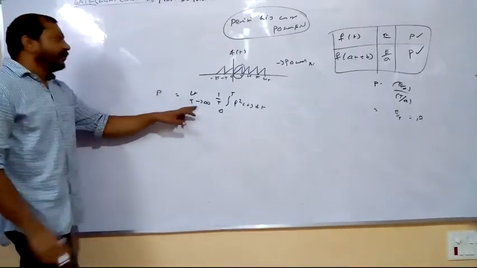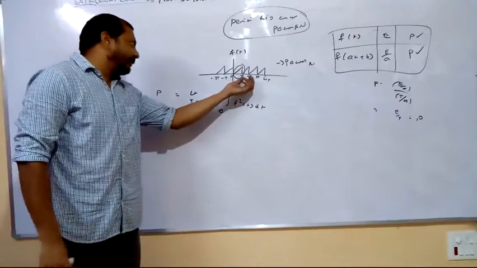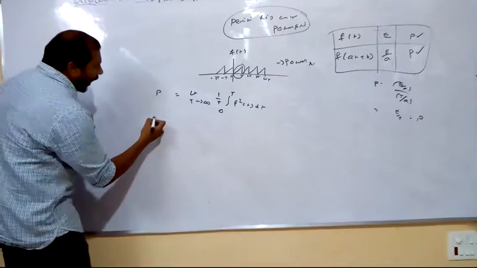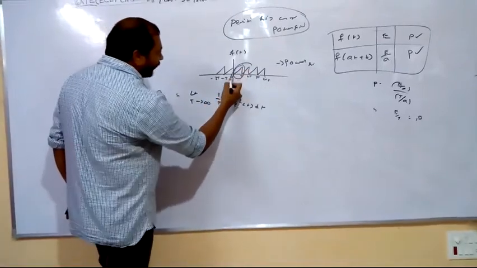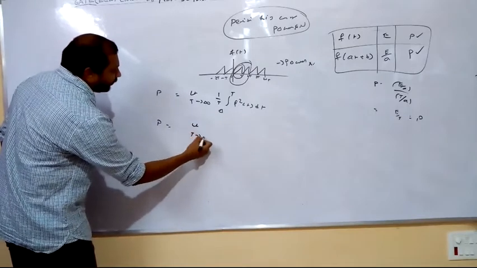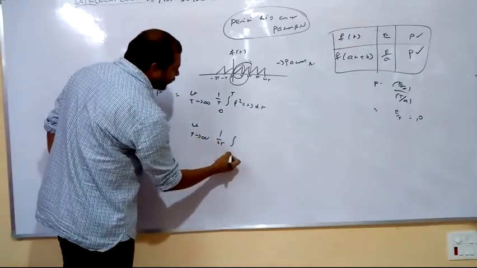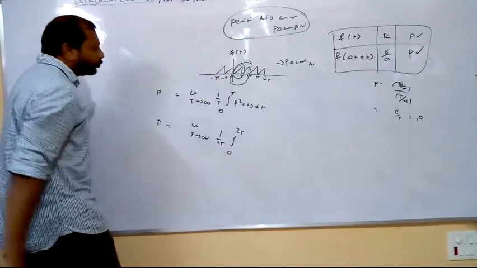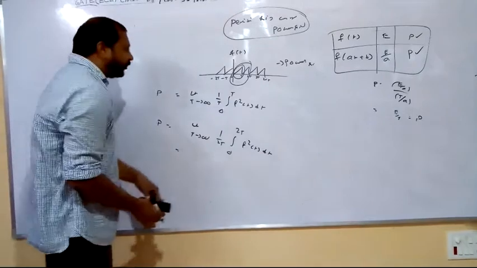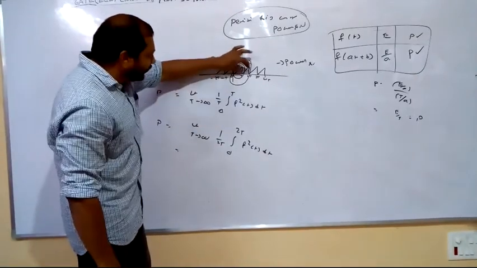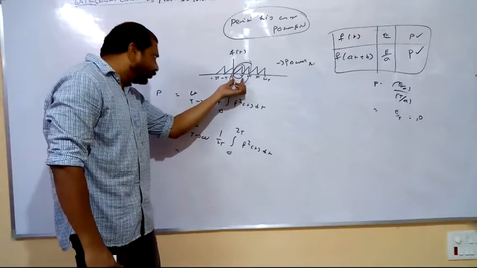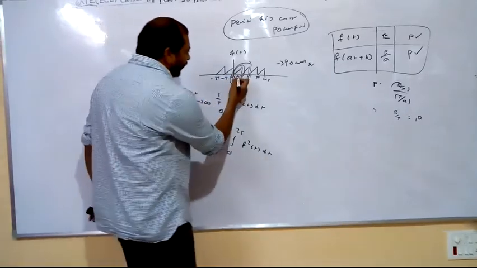Here there is no need to extend t tending to infinity, because the same period of information is repeating for each and every interval. So I am considering the power of the signal over two periods of information. The corresponding power is the limit t tending to infinity of 1 by 2t integration 0 to 2t of f square of t dt. The same information in 0 to t exists in t to 2t also.